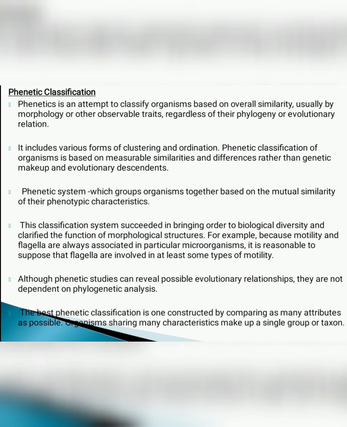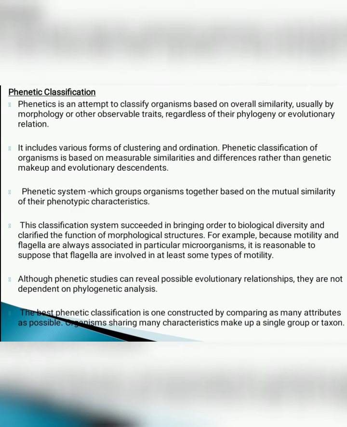For example, motility and flagella are always associated in a particular microorganism. It is reasonable to suppose that flagella evolved in at least some type of motility. That is an example of phenetic classification. Although phenetic studies can reveal possible evolutionary relationships, they are not dependent on phylogenetic analysis. So it is not based on evolutionary relationships.